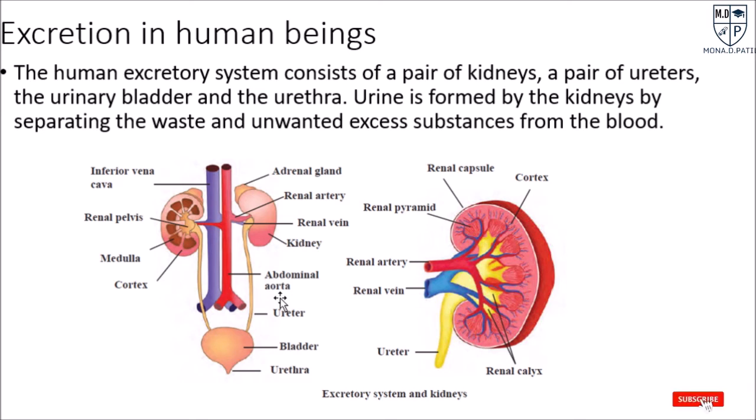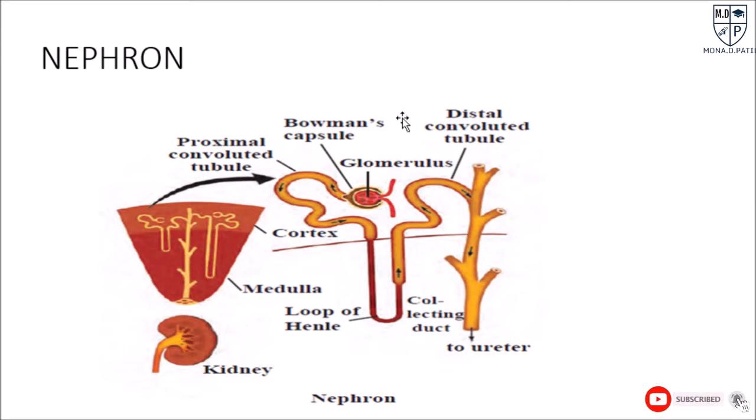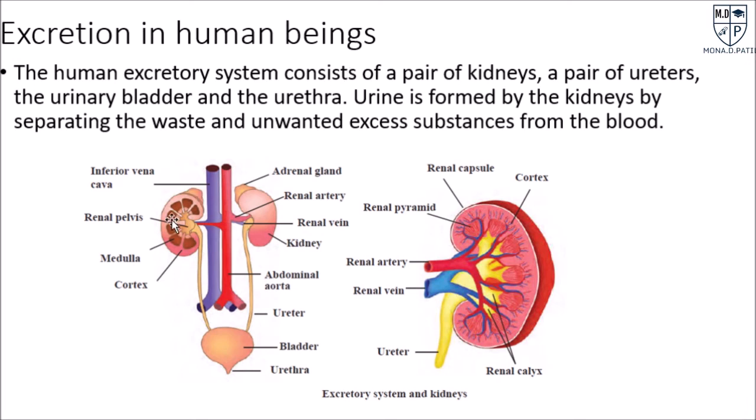Now, here in the diagram, the two bean-shaped kidneys are situated one on either side of the vertebral column on the posterior side of the abdomen. The functional unit of the kidney that performs the basic function of filtration is called a nephron. In the next diagram we will see the nephron. This nephron is present in each kidney. This brown part is where many nephrons are present.